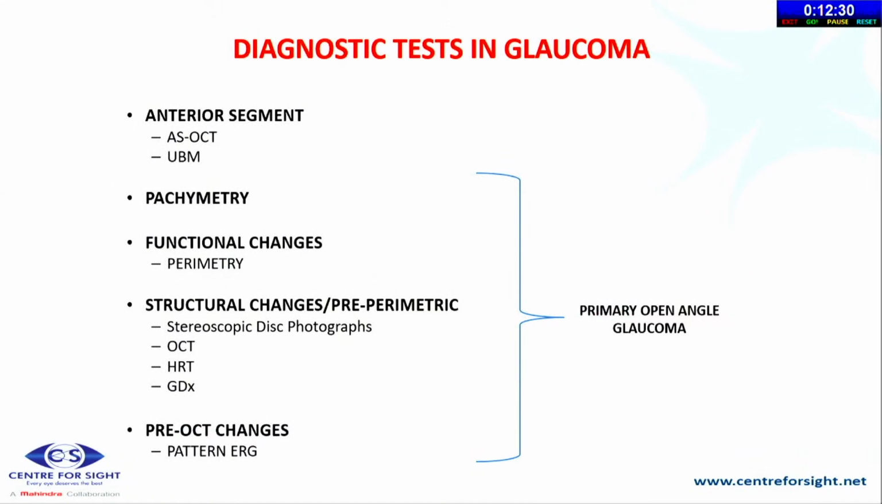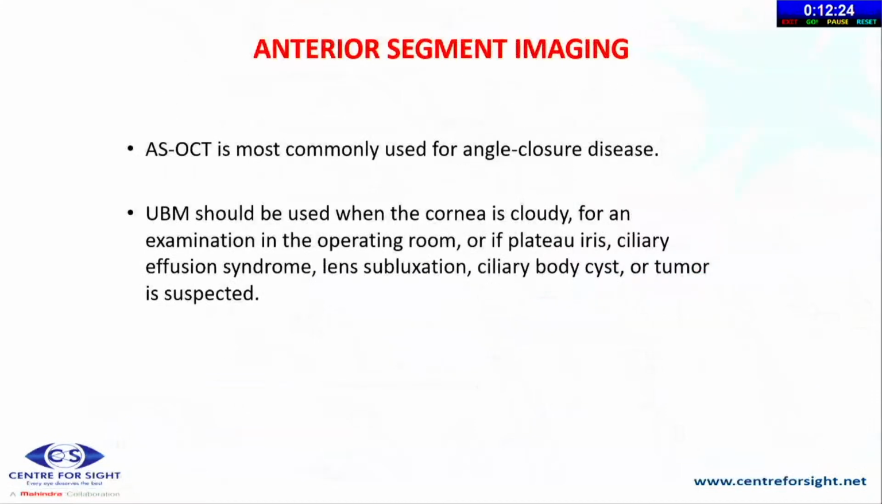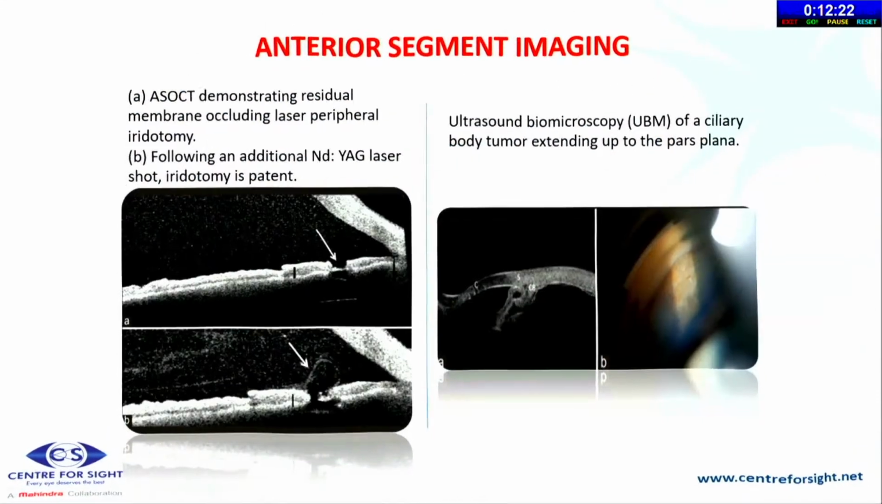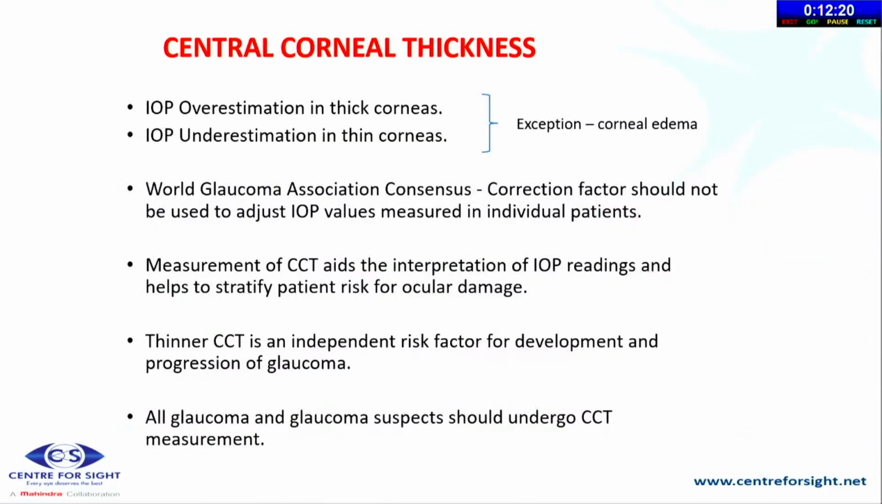Anterior segment imaging is more for angle closure, like madam has already discussed. The others are discussed briefly. I'm going to skip anterior segment imaging. Central corneal thickness. As we know, thick corneas, overestimation of IOP. Thin corneas, underestimation of IOP. Easy to remember. Thicker, more, thinner, less.